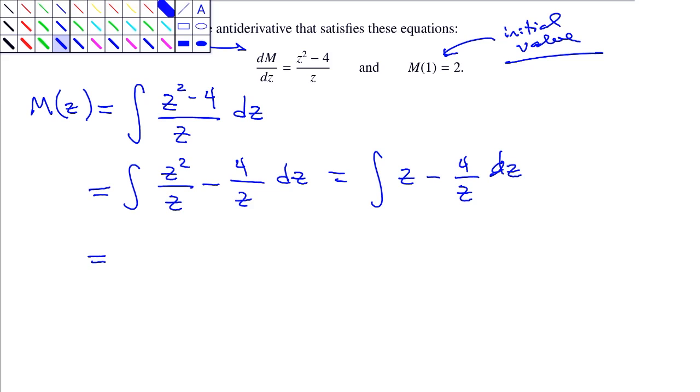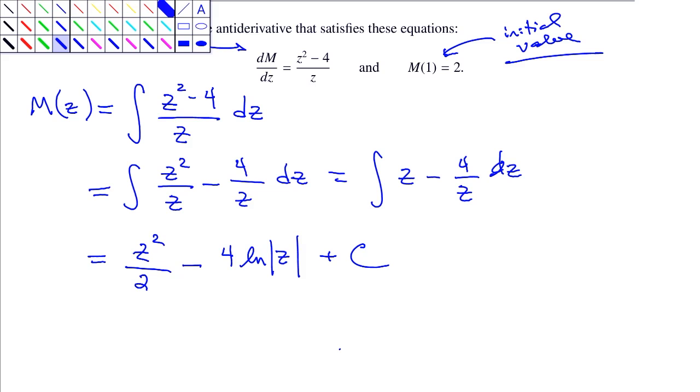What is the integral of z? Z squared over 2. What is the integral of 4 over z? 4 ln absolute value of z. So z squared over 2 minus 4 ln of the absolute value of z, plus c.